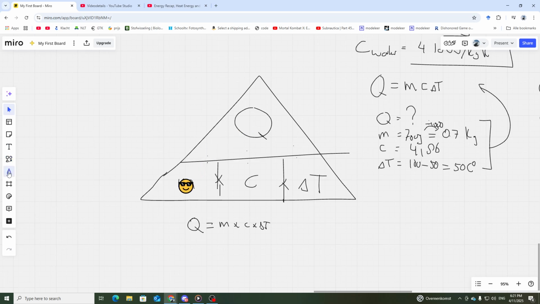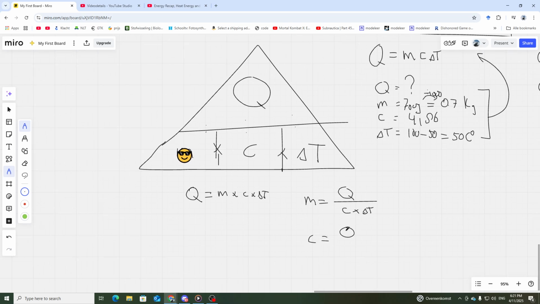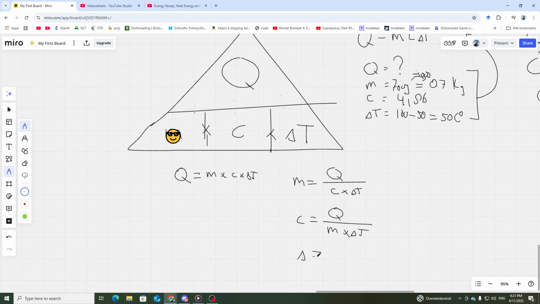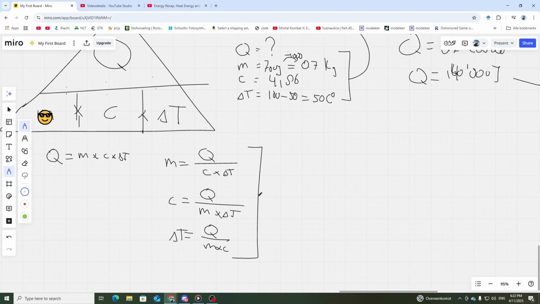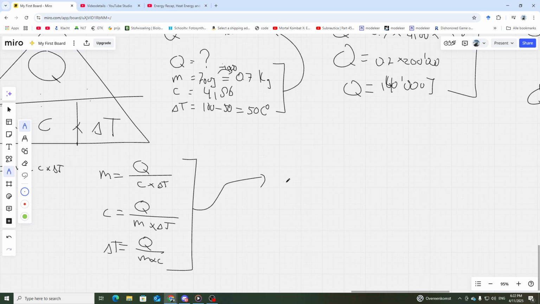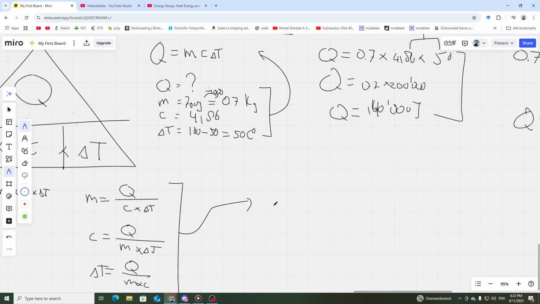Now let's do it differently. Let's cover M, because we're going to calculate M after this. I'm covering M with my hand, and then I see M equals, that's what we put before the equals, and then I see that it's Q divided by C times delta T. So this triangle is the love of my life. I'll also quickly do these for you: delta T is equal to Q divided by M times C. As you can see, Q is always on top, so maybe that helps you. Okay, with these in our knowledge pipe, aka the brain, aka the green noodle. No, it's gray. Anyway, I really need to eat.